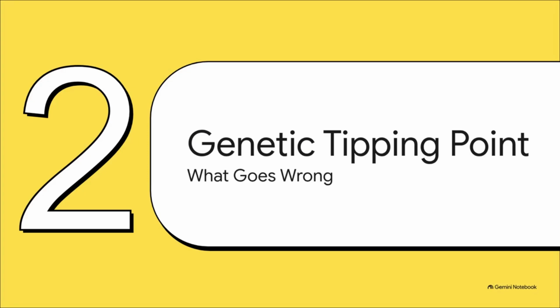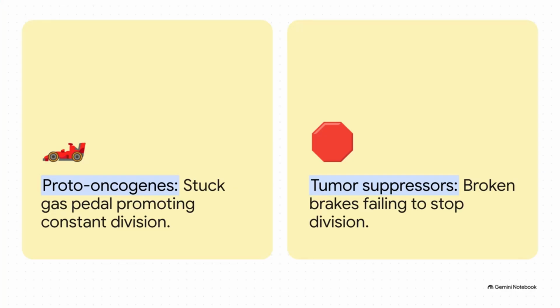Moving right along to section 2, the genetic tipping point. What goes wrong? So, what actually pushes a cell over the edge from reversible dysplasia into irreversible invasive cancer? Well, it fundamentally comes down to damage in 2 opposing categories of genes.